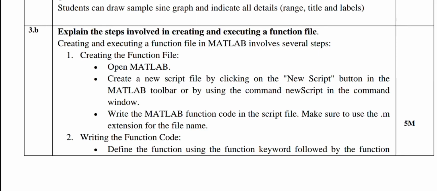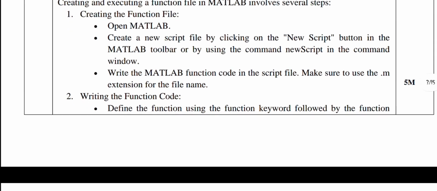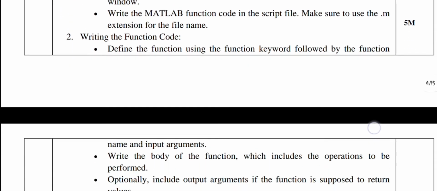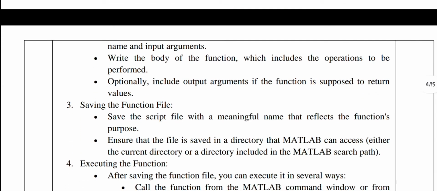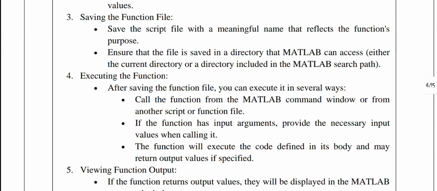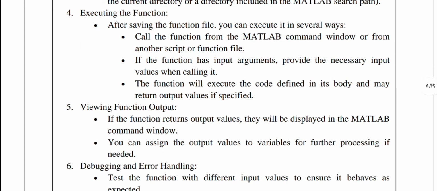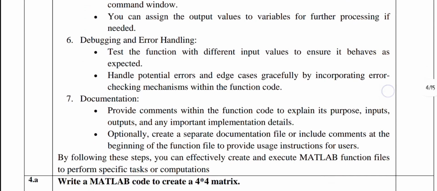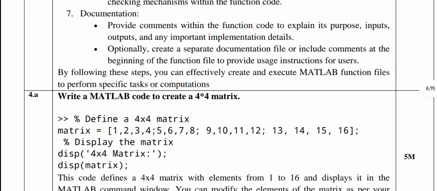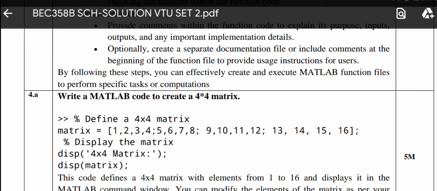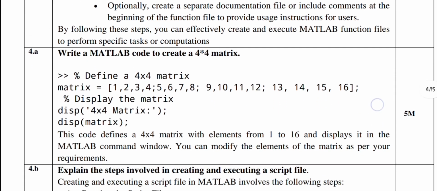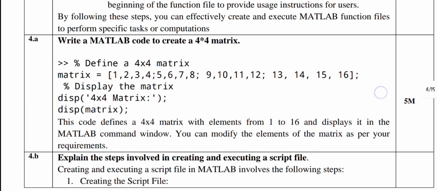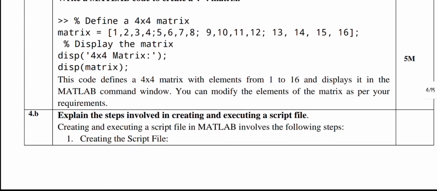3B: explain the steps involved in creating and executing a function file. A definition is given, and the steps are: creating the function file, writing the function code, the third one is saving the function file, the fourth is executing the function, the fifth is viewing the function output, debugging and error handling, and documentation. Now we can go for 4A: write a MATLAB code to create a 4x4 matrix. The 4x4 matrix is given column wise, so you have to make the correct order.